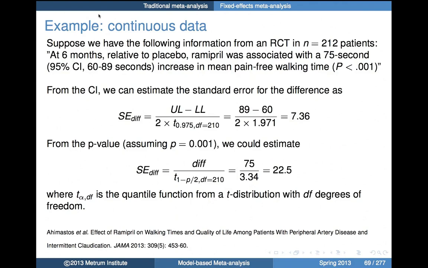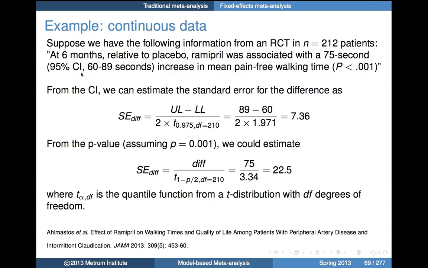So they don't actually report directly a standard error for that mean difference of 75 seconds, but either from the confidence interval or from the p-value, we can estimate what that standard error is. So from the confidence interval, assuming they used a t-test, we know that the confidence interval is the estimated difference, which is 75 seconds, plus or minus the corresponding t statistic times the standard error. And so if we do a little bit of math, we can derive that the standard error for the difference is equal to the upper limit of the confidence interval minus the lower limit of the confidence interval, divided by 2 times the appropriate t statistic.